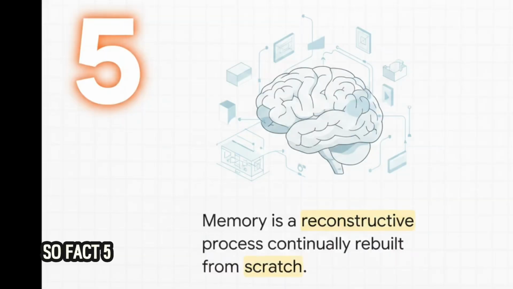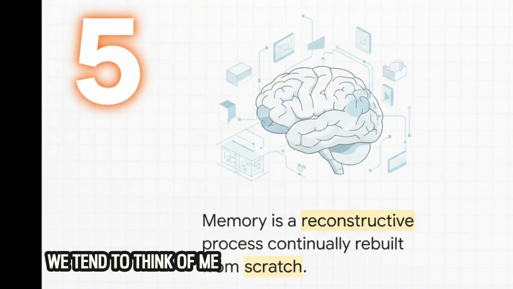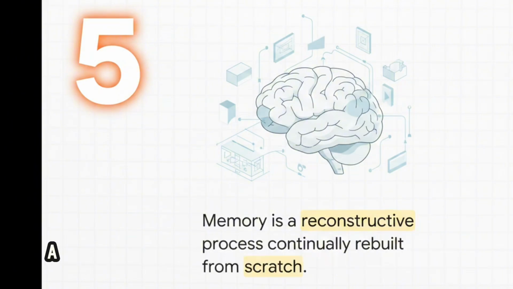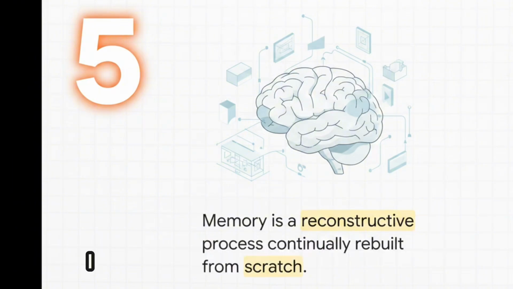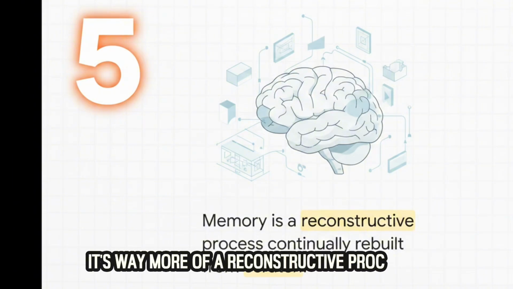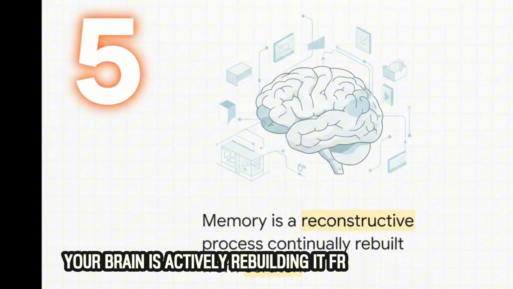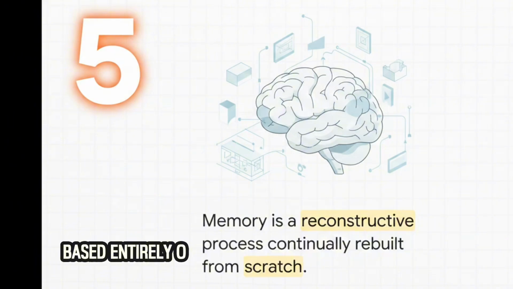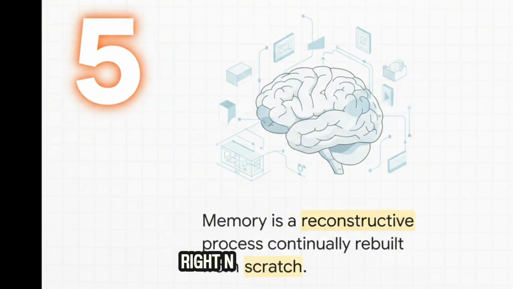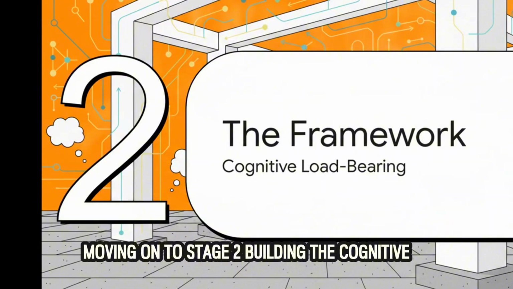So, fact 5 is the final setting agent of this foundation, memory. We tend to think of memory like a video camera, right? Accurately recording events to just play them back later. But actually, scratch that, it's way more of a reconstructive process. Every single time you recall a memory, your brain is actively rebuilding it from scratch. It's often altering, shifting, and updating that memory based entirely on whatever emotional state you happen to be in right now. All right, moving on to stage 2, building the cognitive framework.